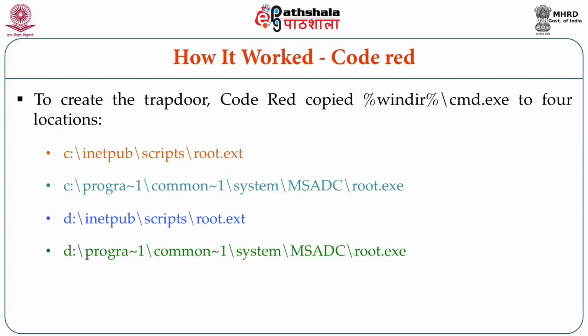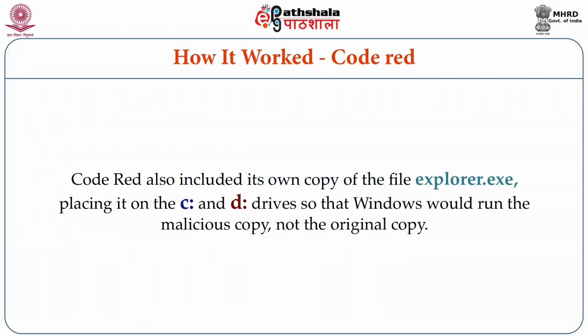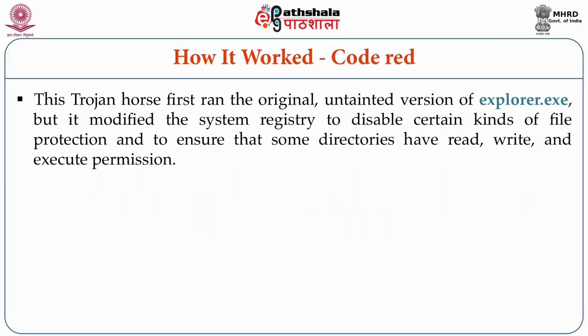So it tried to corrupt the root.exe. Code Red also included its own copy of the file explorer.exe. It placed it in the C drive and D drive, so Windows would run the malicious copy, not the original copy. This Trojan horse first ran the original untainted version of explorer.exe.